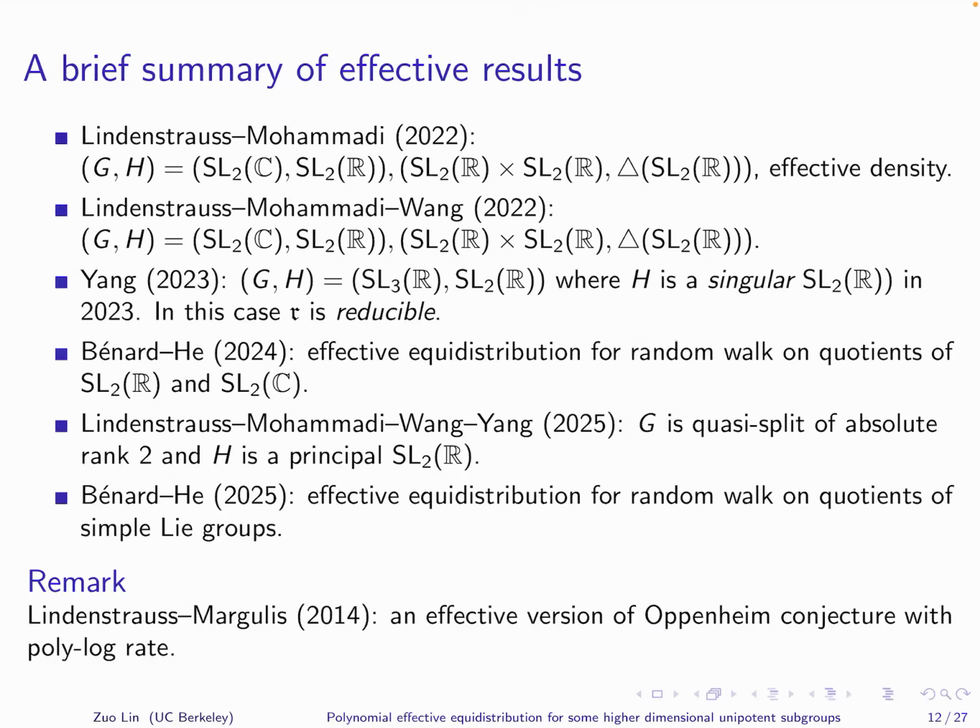And later, also very recently, in the random walk setting, Bénard proved an effective equidistribution result for random walks on quotients of simple Lie groups. And I should also say that prior to all these works, in 2014, Lindenstrauss and Margulis proved an effective version of the Oppenheim conjecture with polylog rate. So the work I discussed today is a generalization of this 2025 work by Lindenstrauss, Mohammadi, Wang, and Yang.